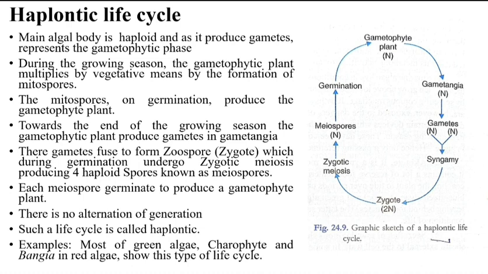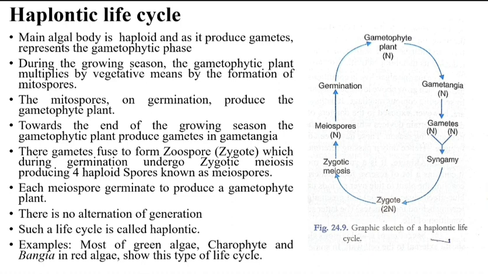During the growing season, the gametophytic plant multiplies by vegetative means by the formation of mitospores. These mitospores on germination produce gametophytic plants. Towards the end of the growing season, the gametophytic plant produces gametes in gametangia. These gametes fuse to form a zygote, which during germination undergoes zygotic meiosis and produces 4 haploid spores known as meiospores. Then each haploid meiospore germinates to produce a new gametophytic plant.